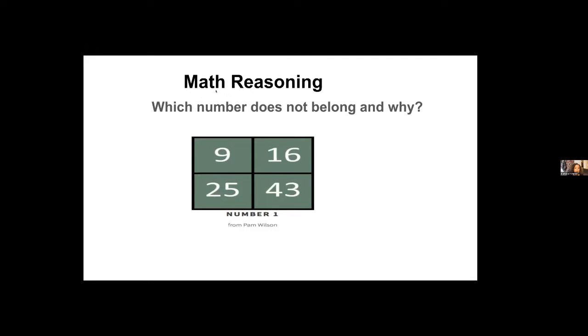9, because it's the only one on the list counting. It's the smallest number. 43 can't divide. It's a prime number. It can't be divided by anything but itself. Good one.